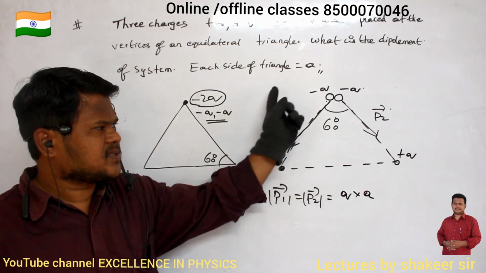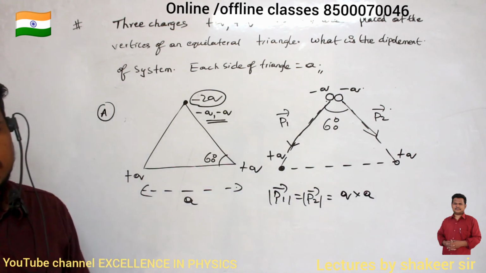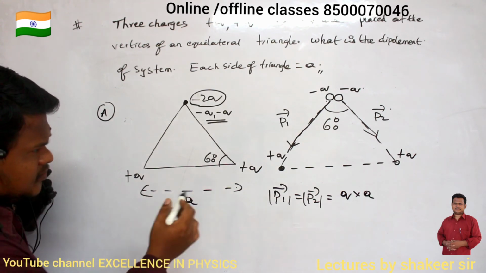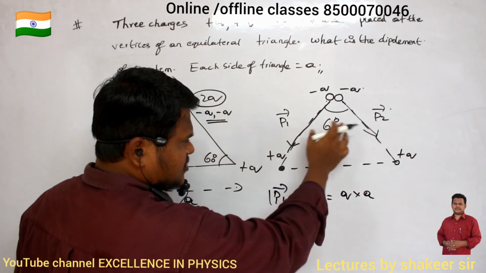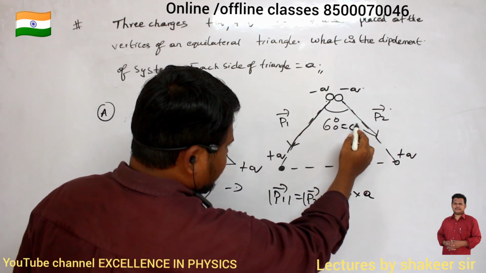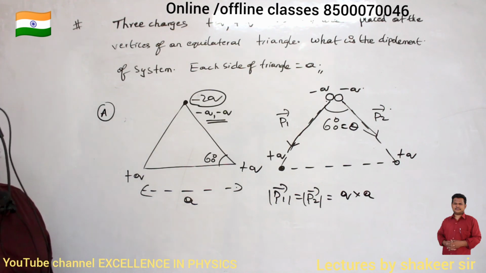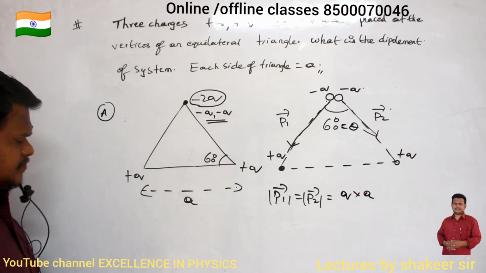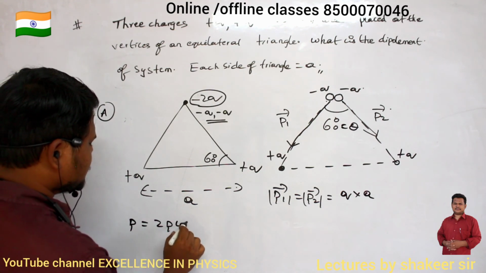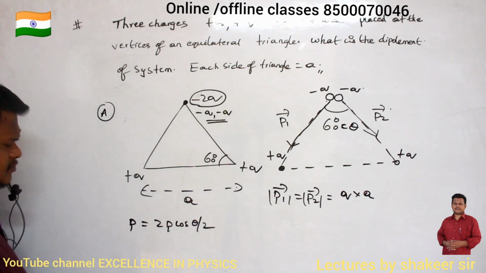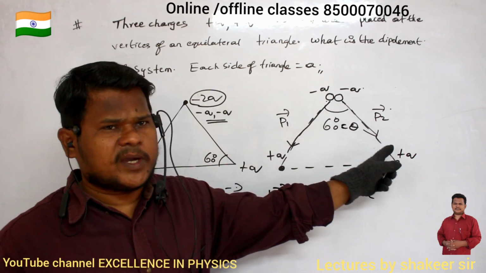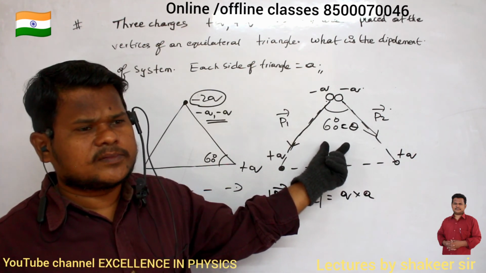But these two dipoles are present at what angle? They are present at an angle of 60 degrees. So how can I calculate the net dipole moment? If magnitudes of two vectors are equal and they are separated by an angle of theta, then what is the resultant vector? Many times we have studied. Resultant vector will be 2p cos theta by 2. This is the formula, no? In which condition can I use this formula? When two vectors have equal magnitude and are separated by an angle of theta.